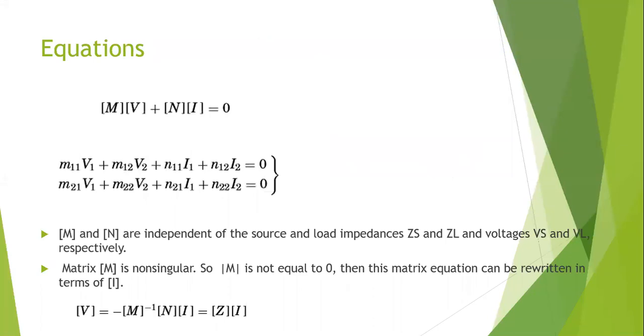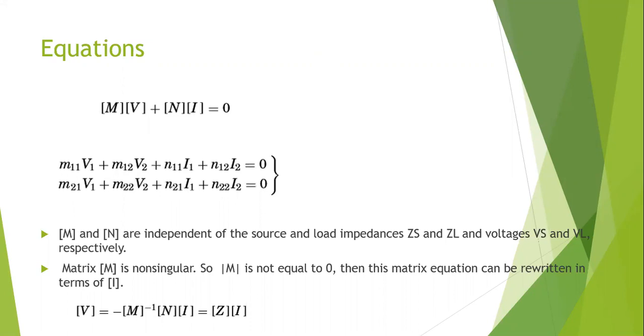The first equation in this slide is matrix M multiplied with matrix V plus matrix N multiplied with matrix I. If you sum it up, it is equal to 0. Here, matrices M and N are independent of the source and load impedances, Zs and ZL, and the voltages Vs and VL respectively. Matrix M is a non-singular matrix, so the determinant of M is not equal to 0.